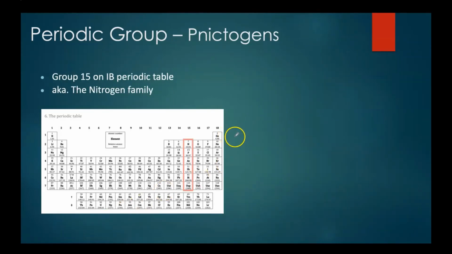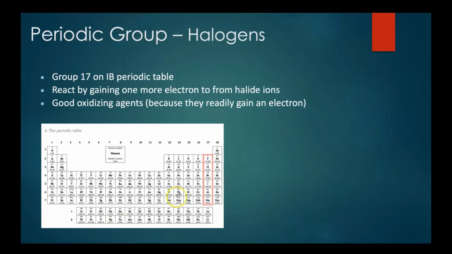And group 15, from nitrogen and phosphorus, these elements are called the group 15 elements, and we also call it the nitrogen family. And group 17, they are called halogens.